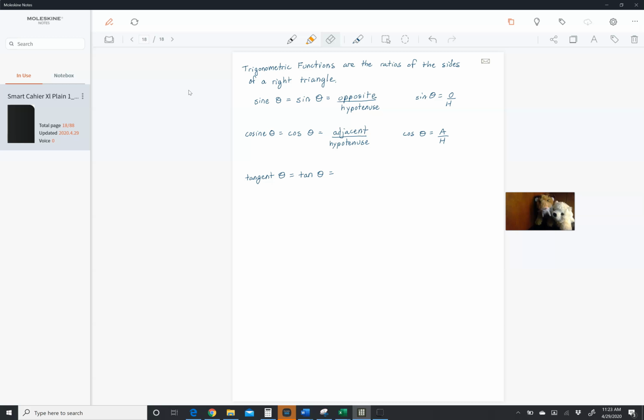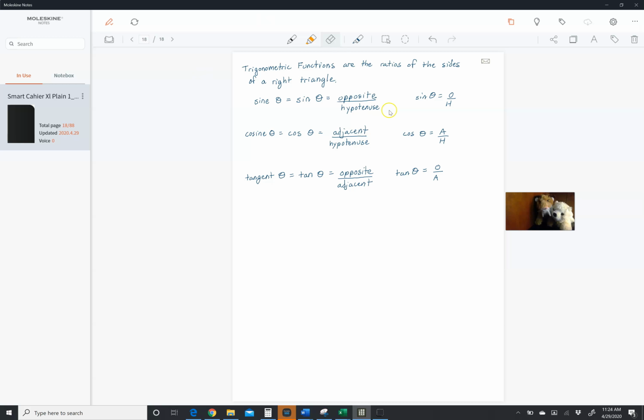A lot of times you will hear people say tan of theta. You will not hear people say, and you should not hear people say, cos of theta. So this is the only one that sometimes people will speak the abbreviation to. And this one is opposite over adjacent. So tangent of theta is O over A.